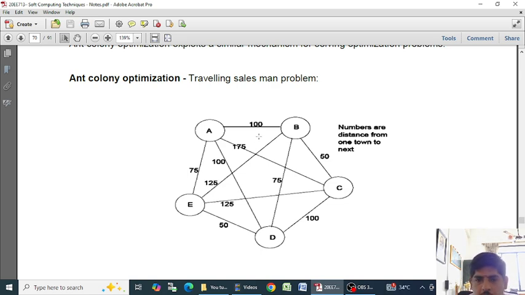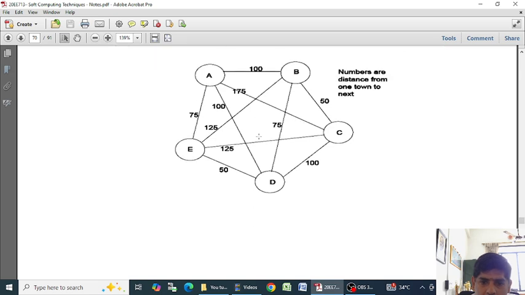So based on this ant behavior, the salesman, whether from Zomato, Swiggy, Amazon, or Flipkart, has to hand over the product to the customer. They have to easily identify the shortest path. Then only will he complete the total target within a day. So this is the concept of ant colony optimization.